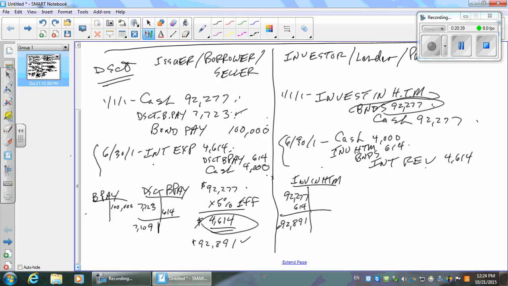You know why? Because your interest is going to be different. Why is your interest going to be different? Because you owe a different amount, right? Or they owe you a different amount. So calculate what the interest would be. Go ahead and do that entry real quick. Bet you can do it.